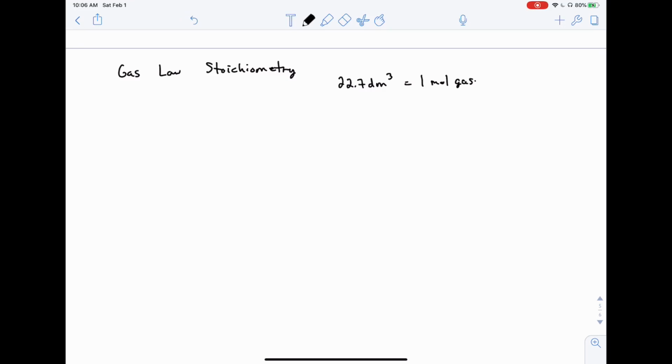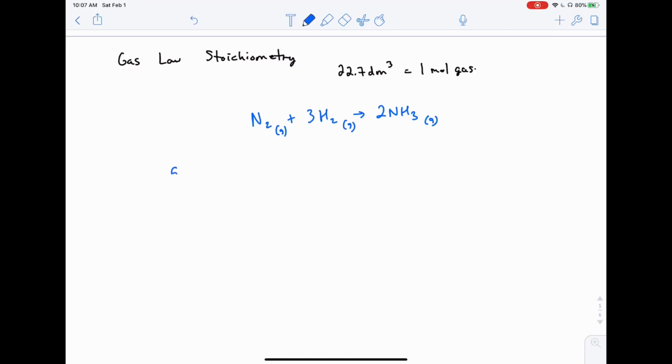Okay. Now, if I have something like this, and let's pretend they're all gases, and let's say I had 5 decimeters cubed of N2 gas, and I wanted to figure out how many decimeters cubed of NH3 gas we could make. Everything looks similar so far. So what would you first do with this number? Convert it to what? To moles.